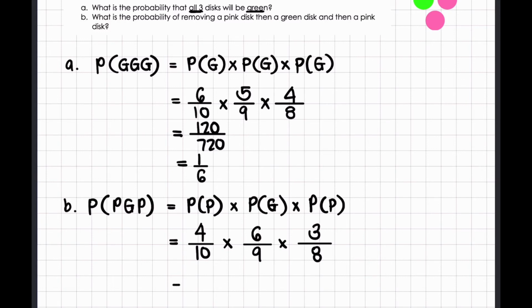So now I'm just going to multiply these together. 4 times 6 times 3 is 72, over 10 times 9 times 8 is 720. And when I simplify this down, I have a probability of 1 out of 10 of having that specific order.